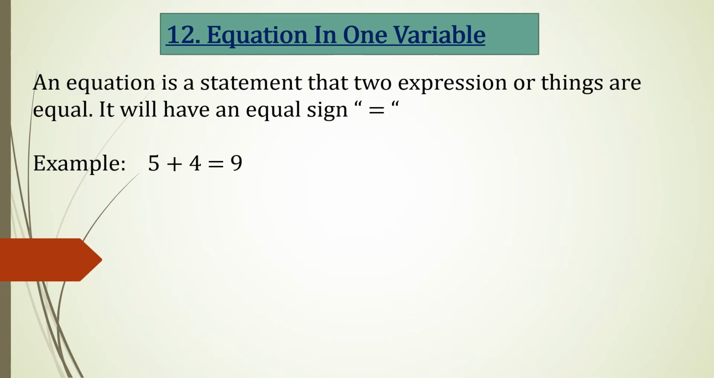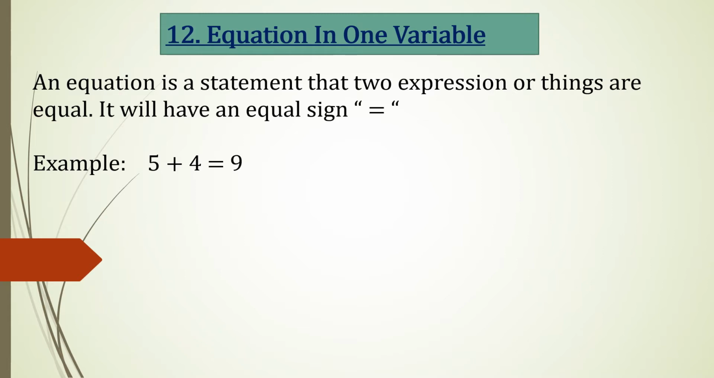I've taken one example, students. 5 plus 4 equal to 9. This is an equation. It has two expressions. One expression is 5 plus 4 and the other expression is 9. Both these expressions have an equal sign between them.